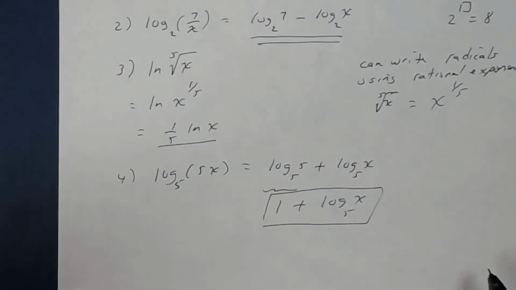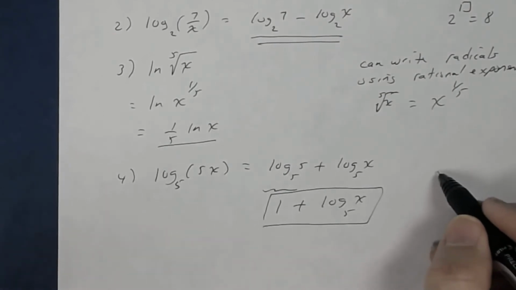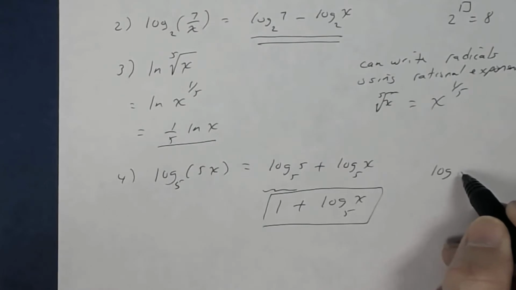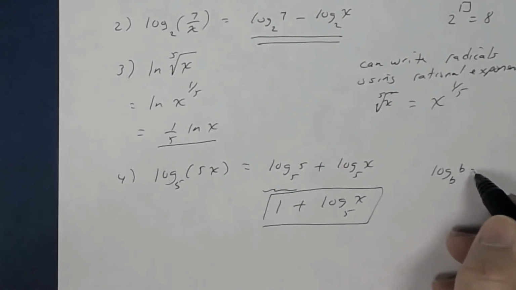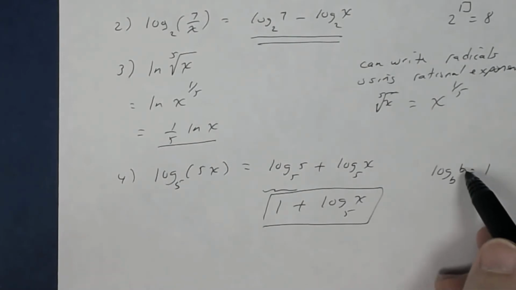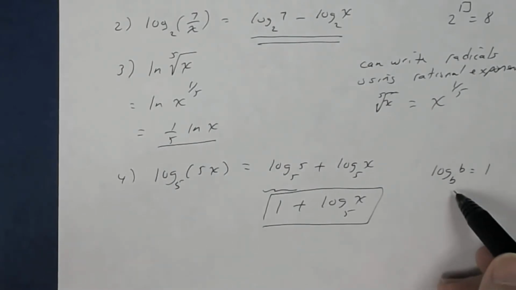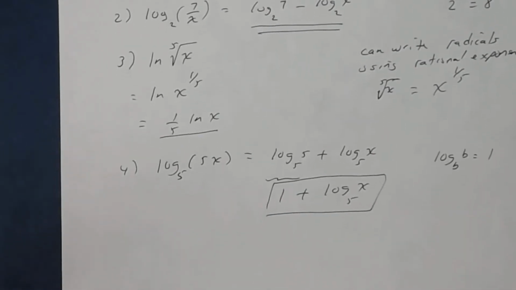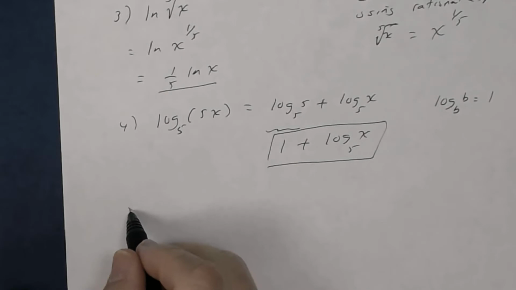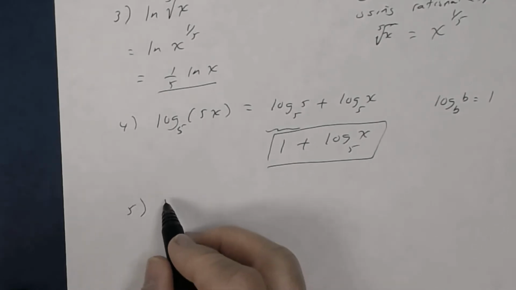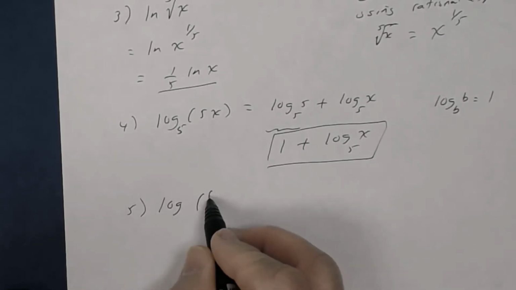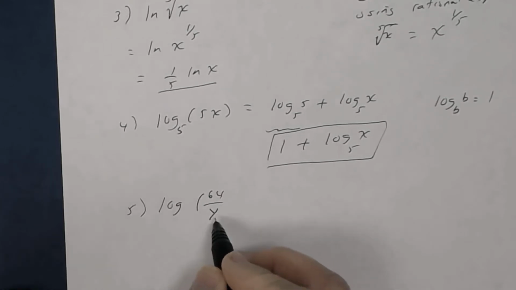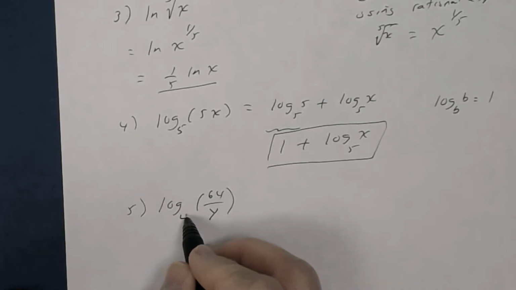So you got to remember some things in another lesson way back then where if you had the log of, let's say, b base b, remember that's just 1. So whenever the argument and the base are the same, it's just 1 because b to the first is b. So that's what we used here. Okay. All right. Number 5. Let's suppose in number 5 I have the log of 64 divided by y. That's y. Base 4.